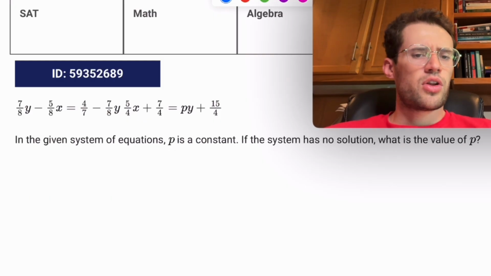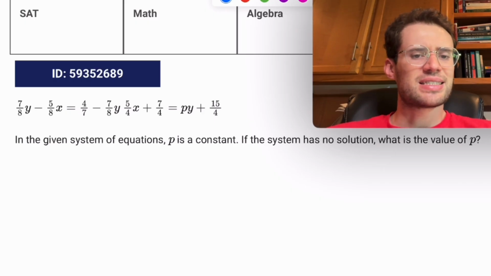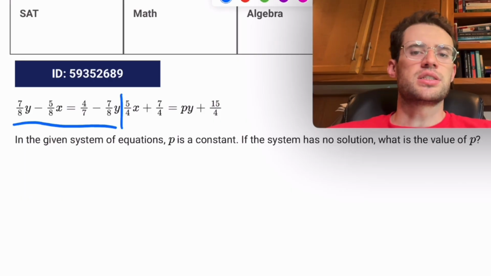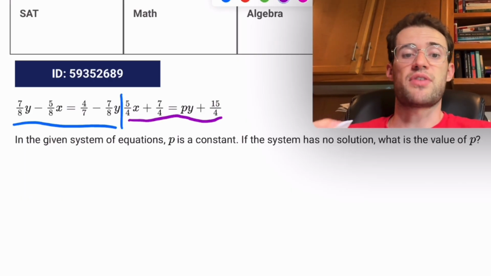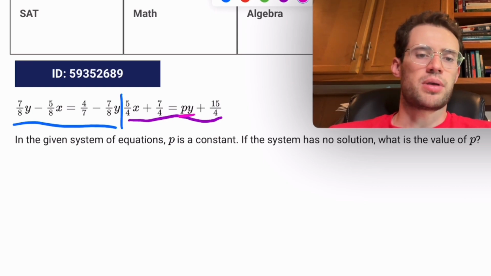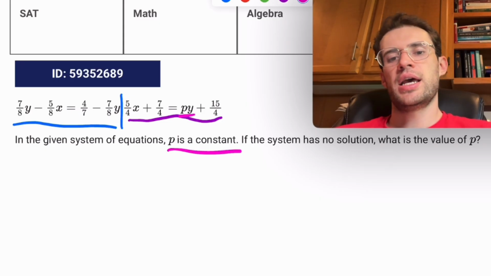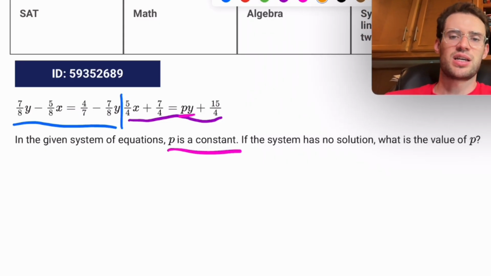All right, here we have another system of equations. 7/8y minus 5/8x equals 4/7 minus 7/8y is the first equation. The second equation is 5/4 x plus 7/4 equals py plus 15/4. In the given system of equations, p is a constant. So here's your p here. It's a constant. If the system has no solution, they really love doing these no solution ones, so the system has no solution, what's the value of p?